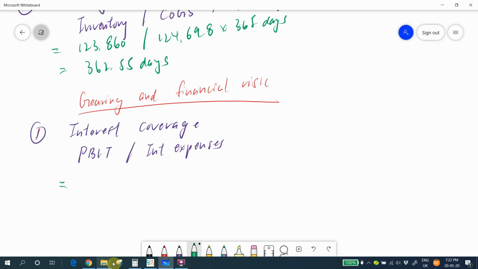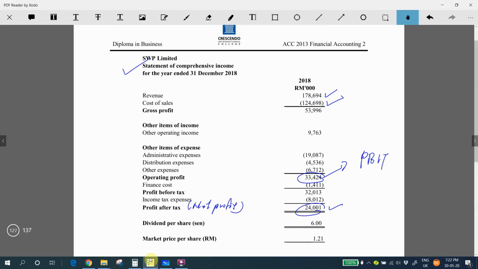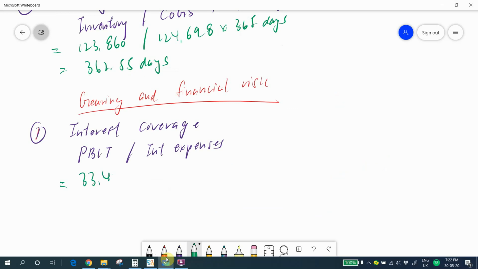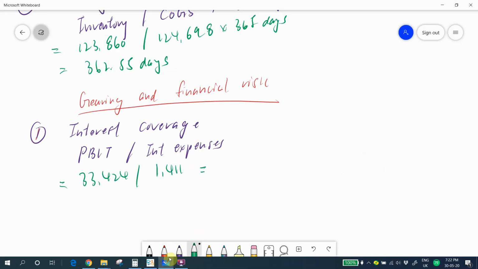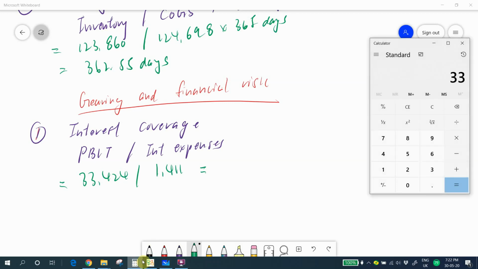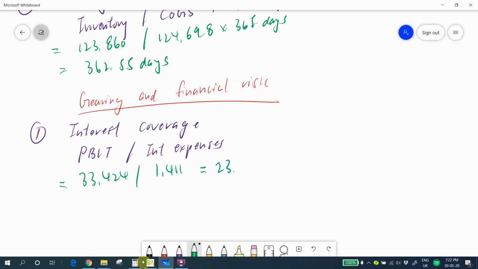So let's have a look. Finance costs will refer as interest expenses, meaning that the operating profit is 33424 divided by the interest expenses, which is 1411. Answer. 33424 divided by 1411. So is 23.69 days. Sorry, 23.69 times, not day.